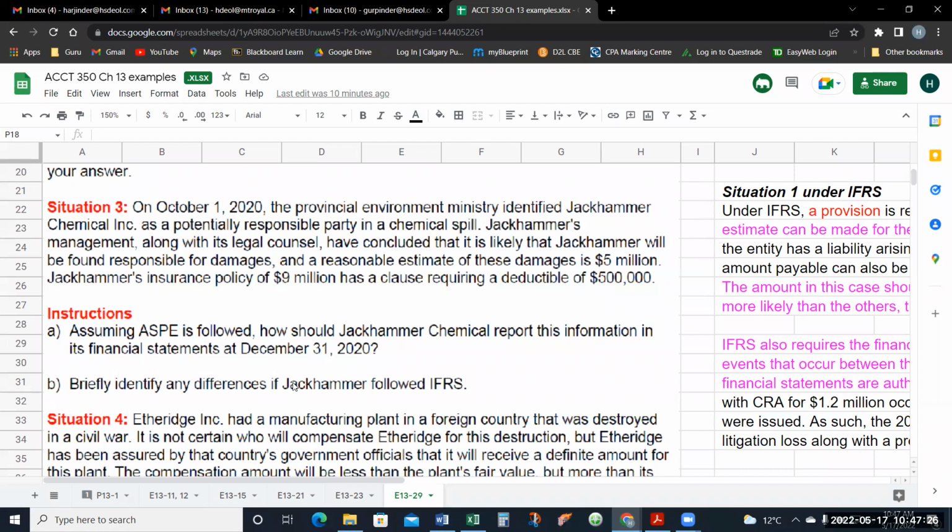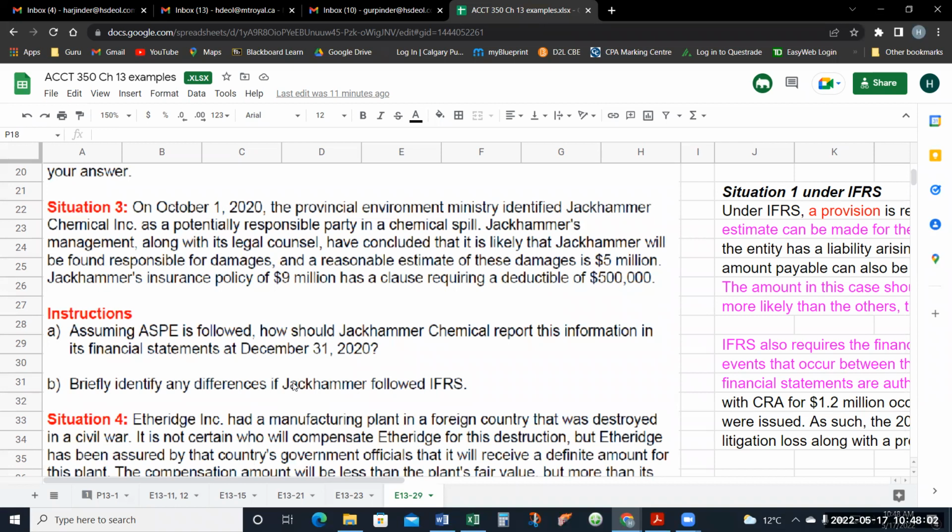So what typically happens is they carry out an investigation, and if the provincial environmental ministry's inspectors find that the company was involved, maybe they spilled some chemicals into the water or were negligent in storing certain chemicals, et cetera, well, then they will be fined and they'll have to incur costs. So they have concluded that Jackhammer will be found responsible for damages, and a reasonable estimate of these damages is $5 million. Of course, $5 million is a lot of money.